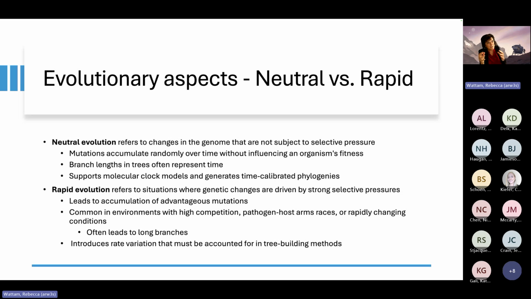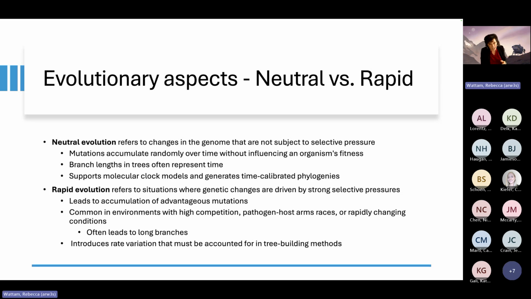And so you can have neutral or rapid evolution. Neutral evolution is when you're using those neutral areas of the genome. The mutations are accumulating randomly over time. I consider it slowly, but the rate varies in different organisms. And the branch lengths in those trees often you can use to represent time. So you can tell how many SNPs have accumulated, and some people will fit a molecular clock onto that and be able to say this happened 10,000 years ago or whatever.